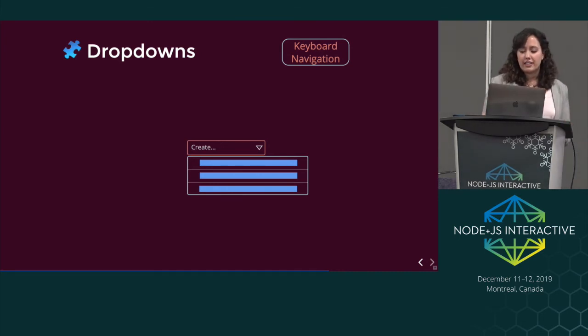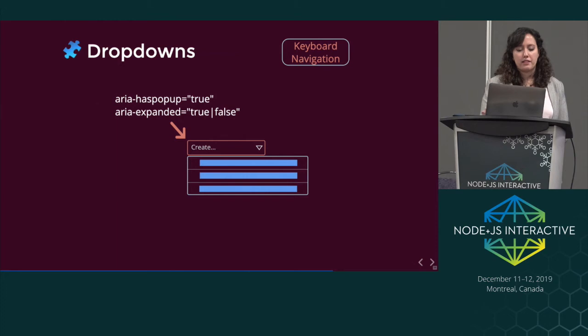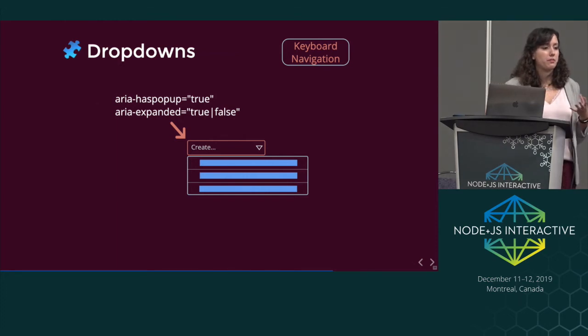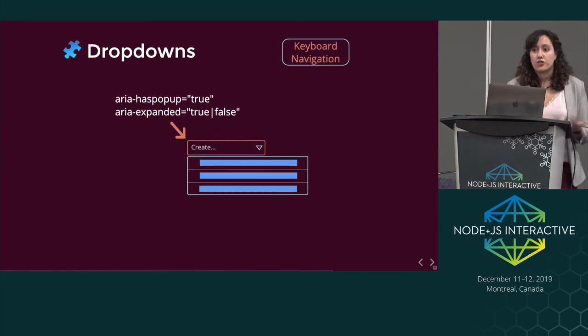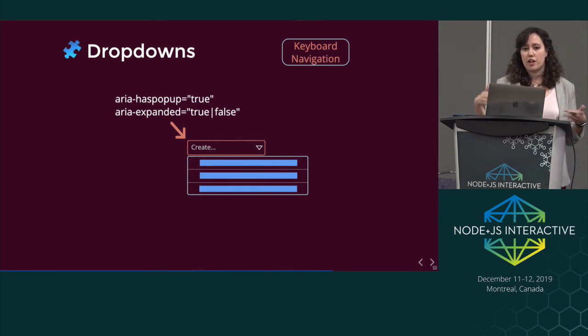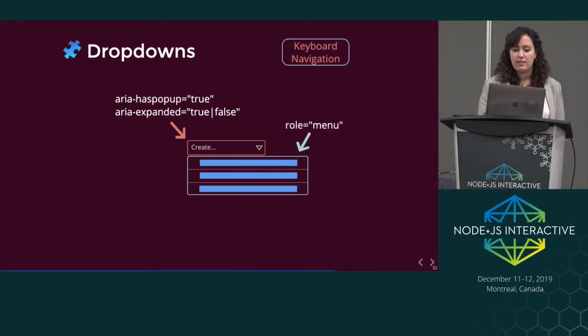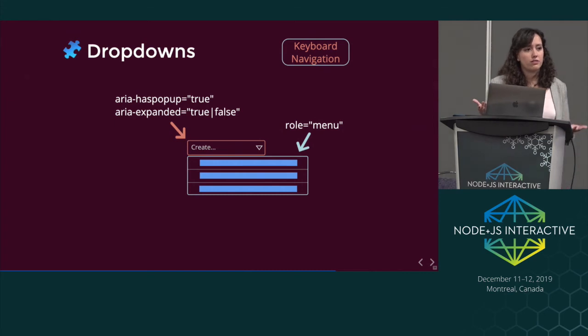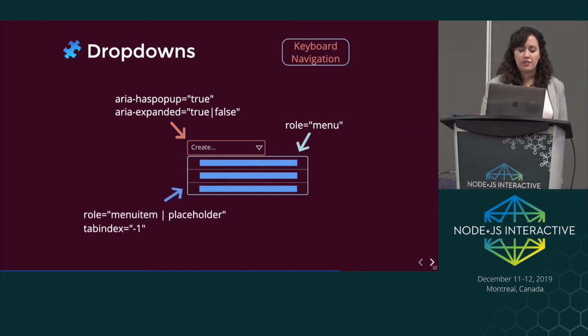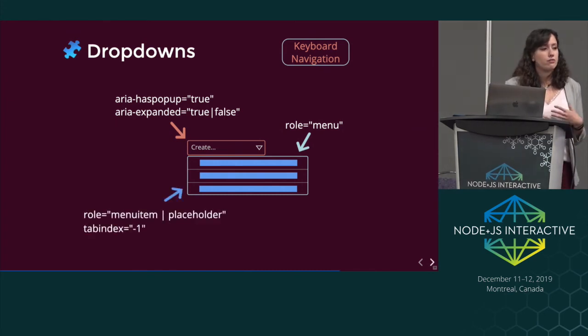But if we are creating our custom select dropdown, there are a few things we need to do to the markup to make sure it works for both keyboard navigation and screen readers. For example, the trigger needs an aria-haspopup of true and aria-expanded set to true or false, depending on whether or not the dropdown is showing. The containers surrounding the options should have a role of menu. And each item should have a role of either menuitem or placeholder.